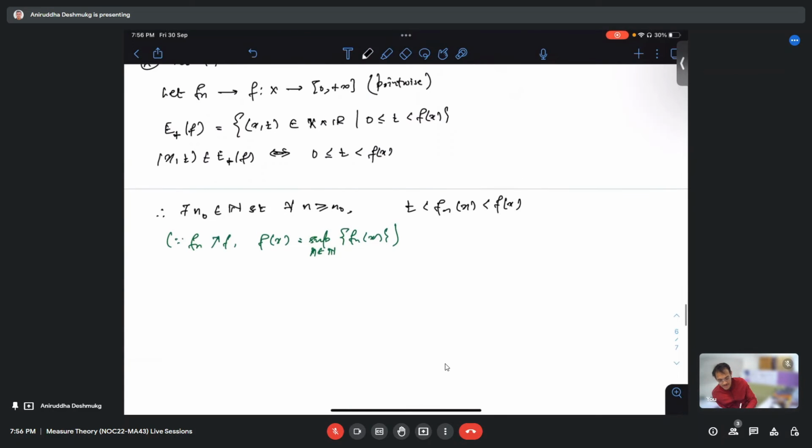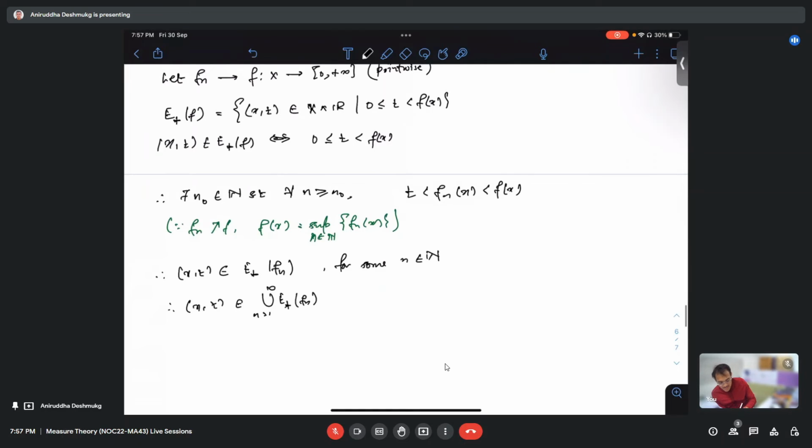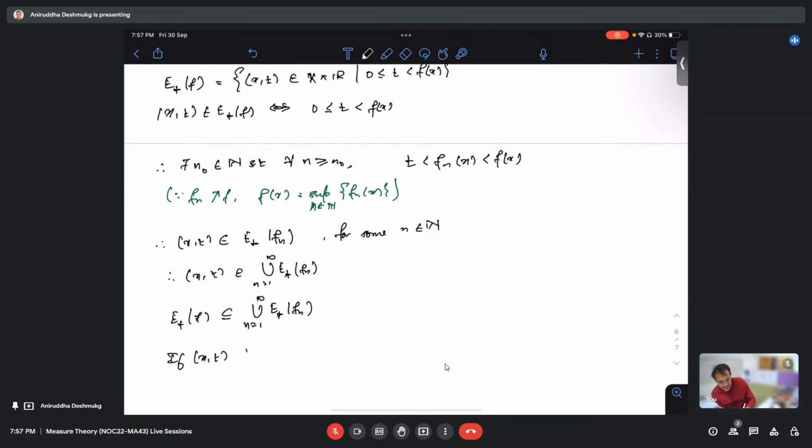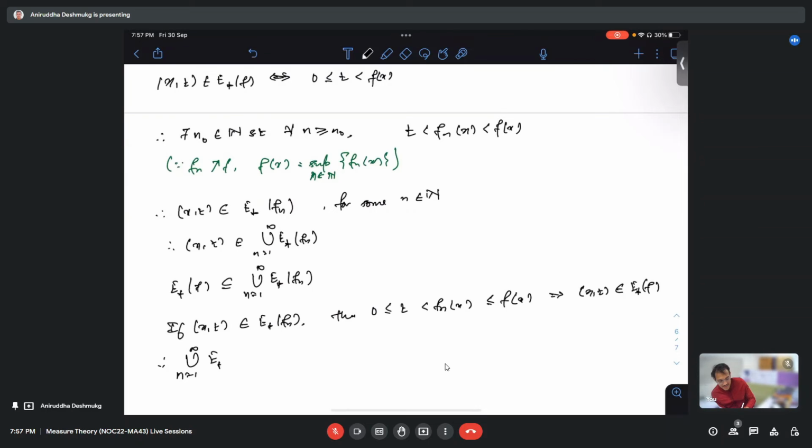So in particular, (x,t) is inside E star f_n for some n. Therefore, (x,t) is inside the union of E star f_n. That means I have just proved that E lower star f is contained inside the union of E lower star f_n. But notice that if (x,t) is inside E lower star f_n, then 0 is less than or equal to t is strictly less than f_n of x, but f_n of x is anyway less than or equal to f of x. It means (x,t) is already inside E star f. Therefore, this union is anyway contained in E star f, and hence these two are equal.